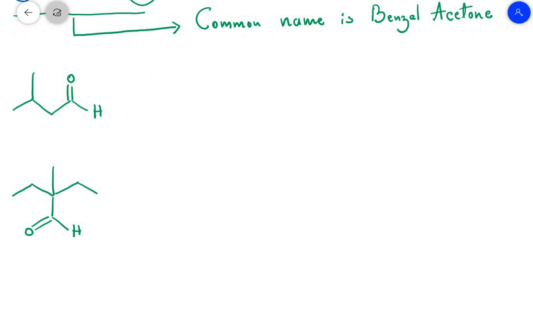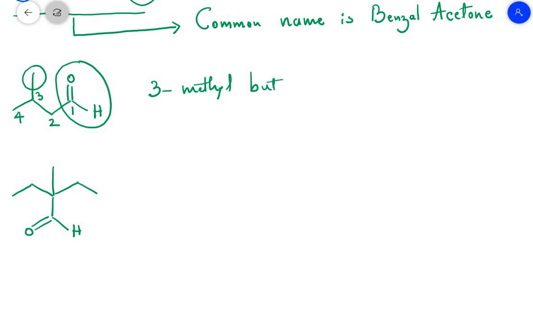In the next example, students, here we are having an aldehydic group, so therefore numbering starts from this carbon: 1, 2, 3 and 4. But at third position we are having one methyl group, so therefore the name becomes 3-methyl butanal. In fact, we are speaking of ketones. I have included an example of aldehyde, right, because we did not learn the bond line formula of aldehyde.